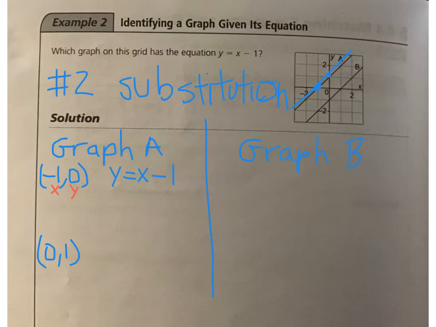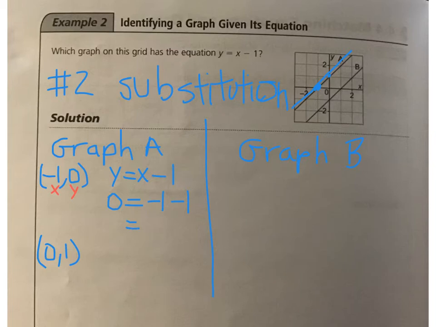So in the y spot, I'm going to put a 0. So here I'm replacing the y by a 0. Then I have an equals. Then I have the x spot. So in the x spot, I'm putting in -1. And then I still have this -1 at the end. So what you're going to do now is simplify the left and right side till you get one number.